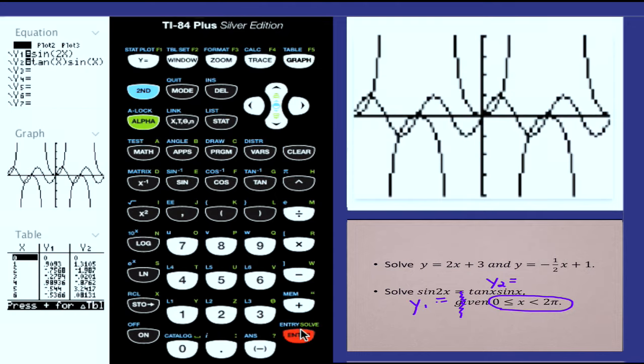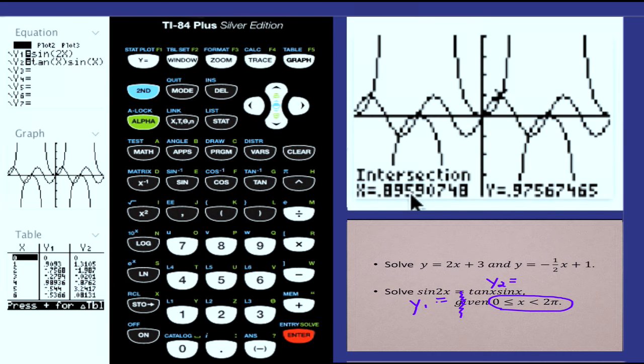I'm going to press enter. And here the calculator tells me that my intersection point is 0.896. We're going to round that off. Y equals 0.976. Normally on trig equations, we don't need to know the y coordinate. We really are just interested in the x coordinate.